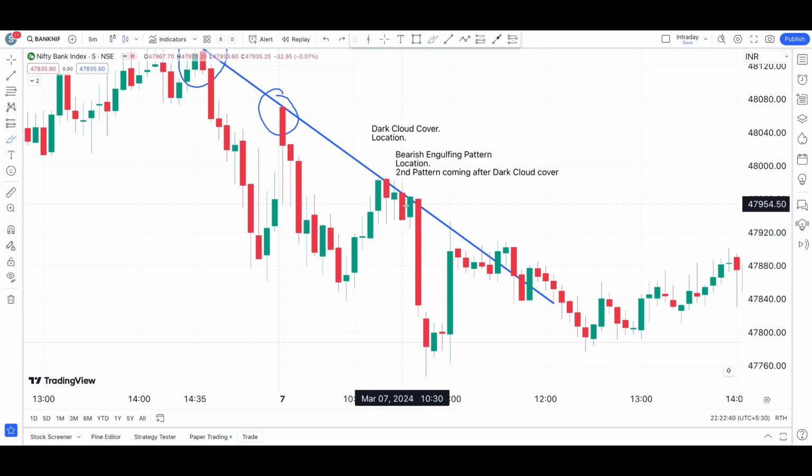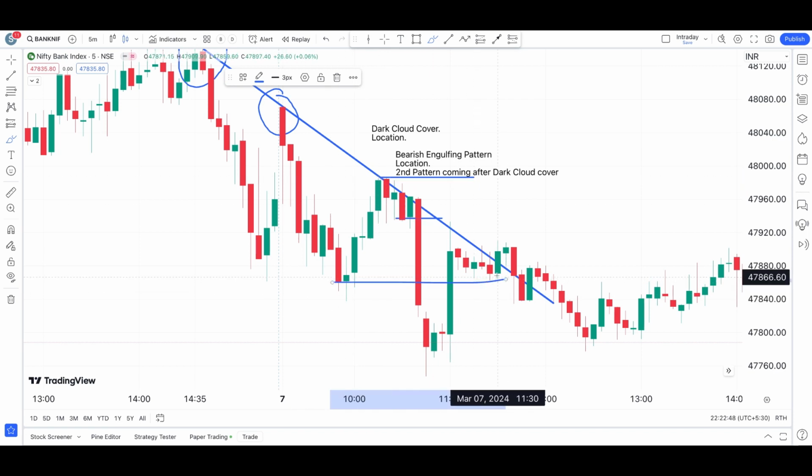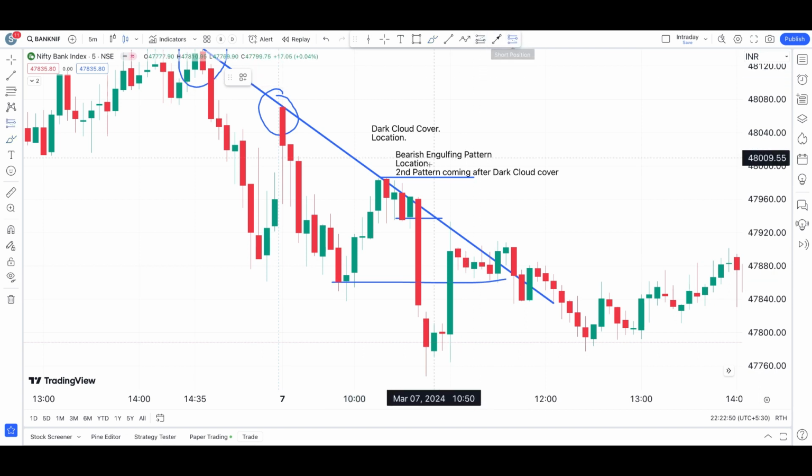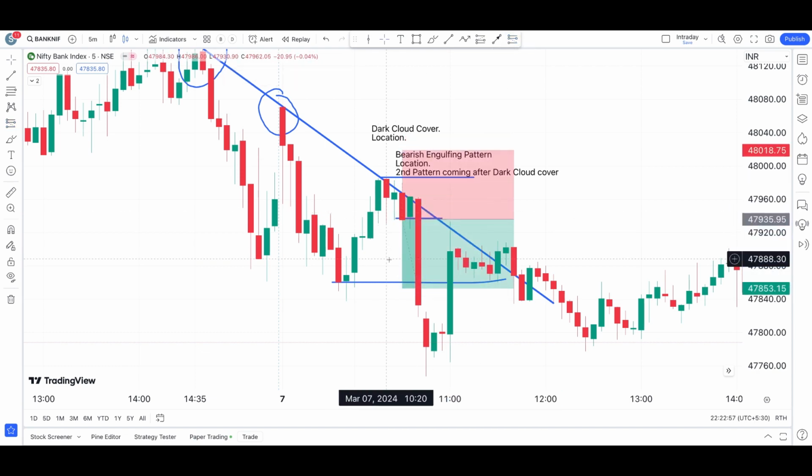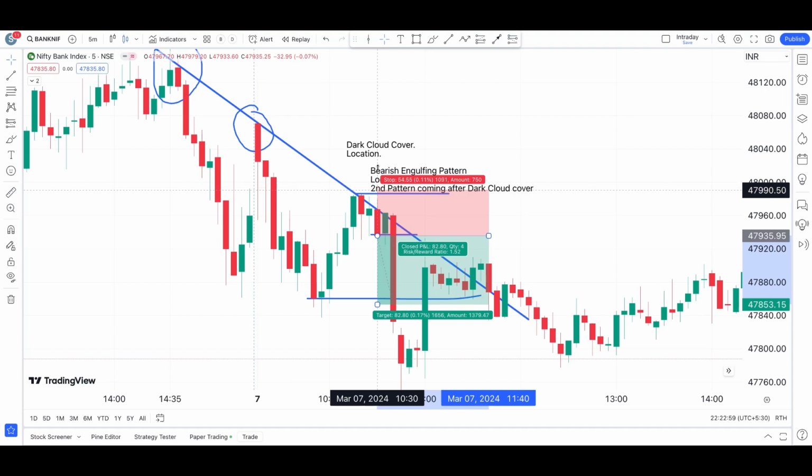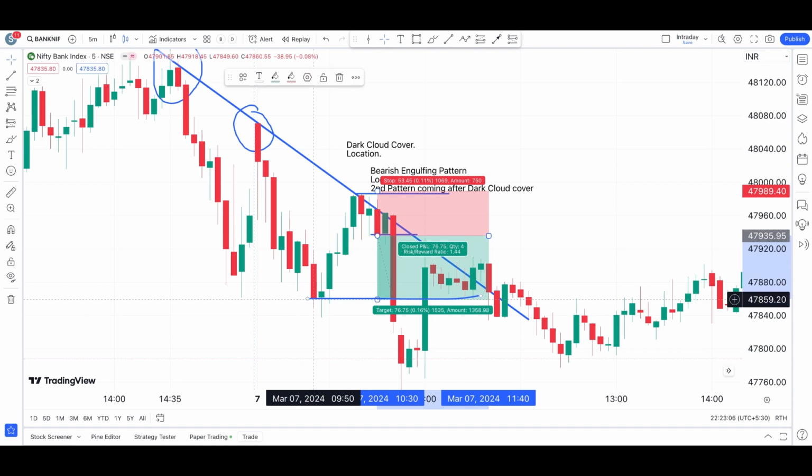Now if you take a trade there, where should be your stop loss? Your stop loss should be right there. And where should be your target? Your first target should be there. Now if you pick this tool, which is a short position tool, and place it here, and readjust this to that level, which is your stop loss, and this to this level, which is your target, this is telling us that your risk versus reward ratio is more than 1.